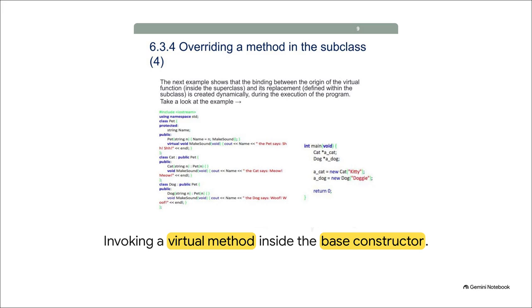Well, look at this code snippet. We're calling the virtual makeSound method directly inside the base pet constructor. When we create a cat object, that pet constructor runs first. At that exact millisecond, the dynamic binding to the cat class doesn't exist yet. So it prints, Kitty the pet says, shh, shh, shh. The program doesn't know it's a cat yet. Do not let this trick you on a test.